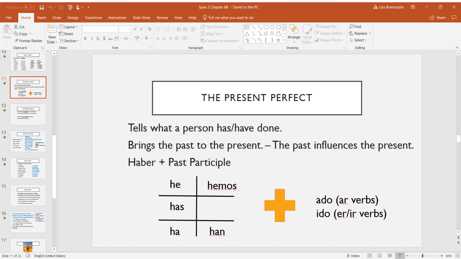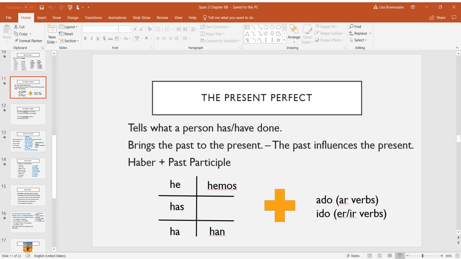Here in chapter 6b, we're talking about the present perfect. Now, technically, this is another past tense, but it influences the present. So it's not something we're going to get confused with preterite and imperfect, which we've been working on the majority of semester 2. The present perfect tells what a person has or have done.